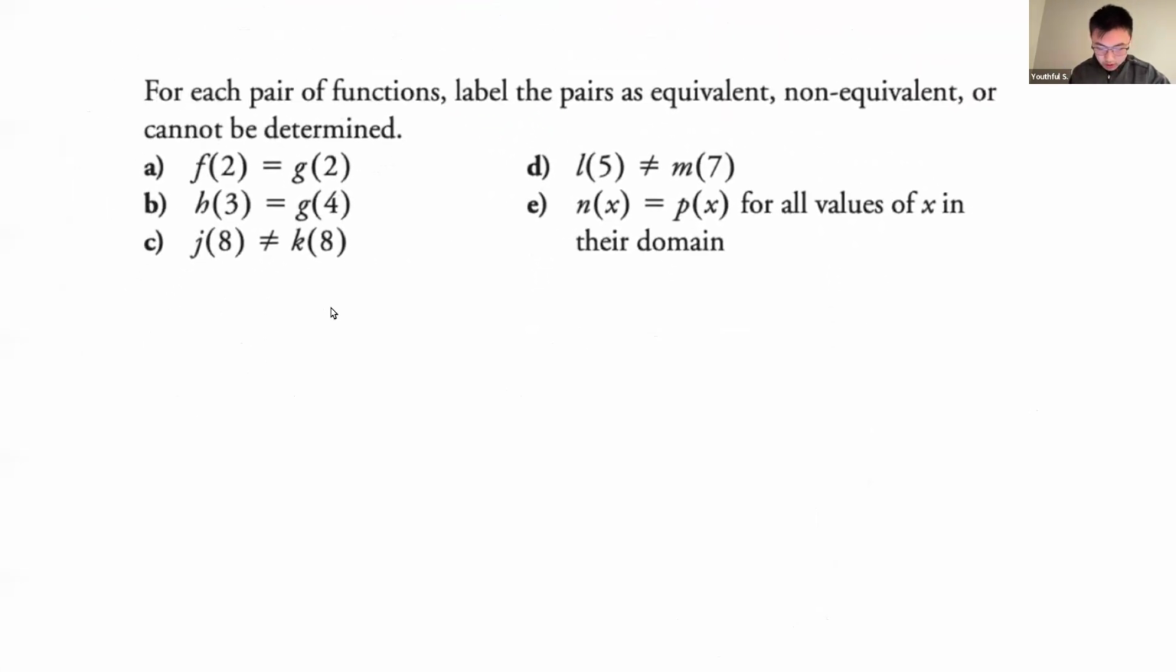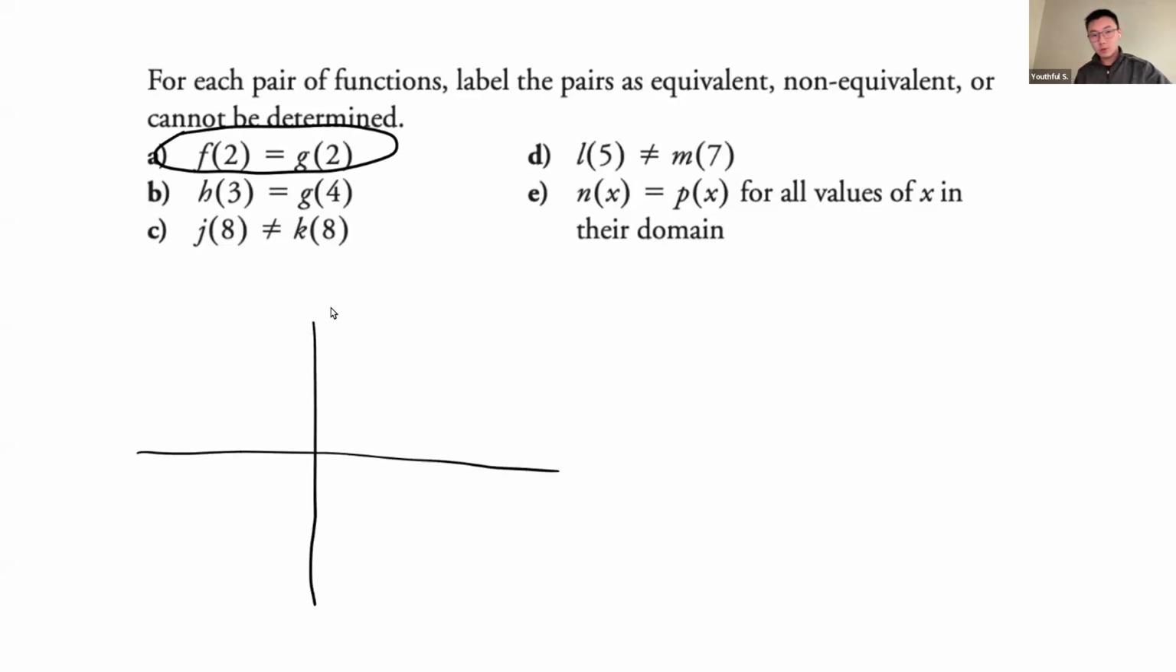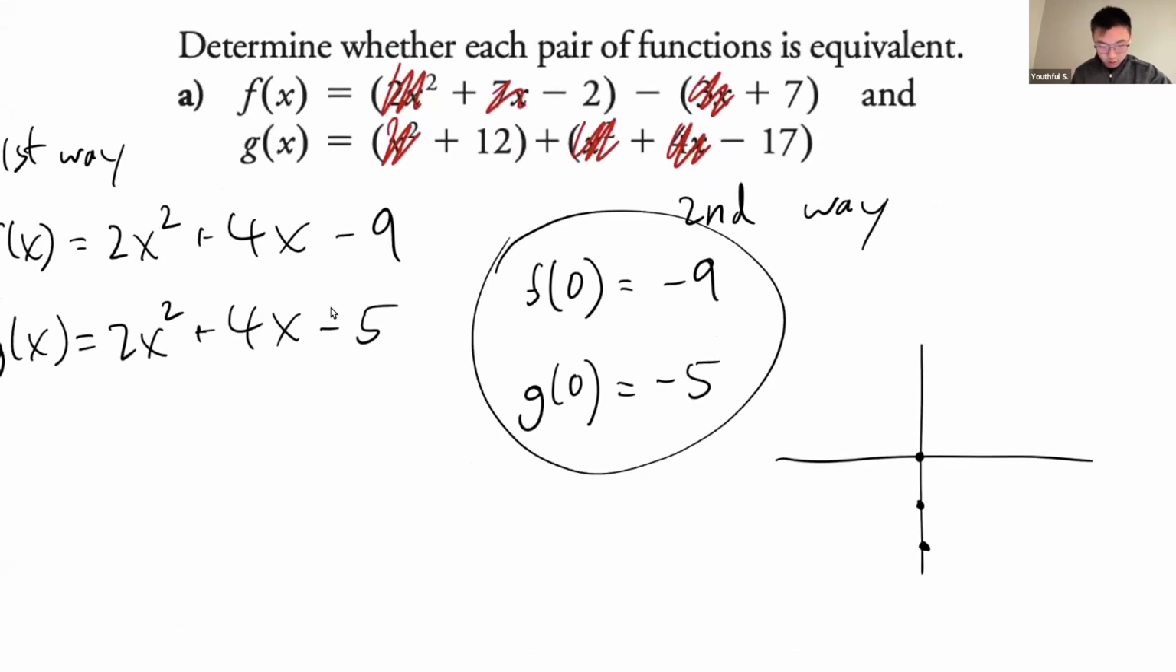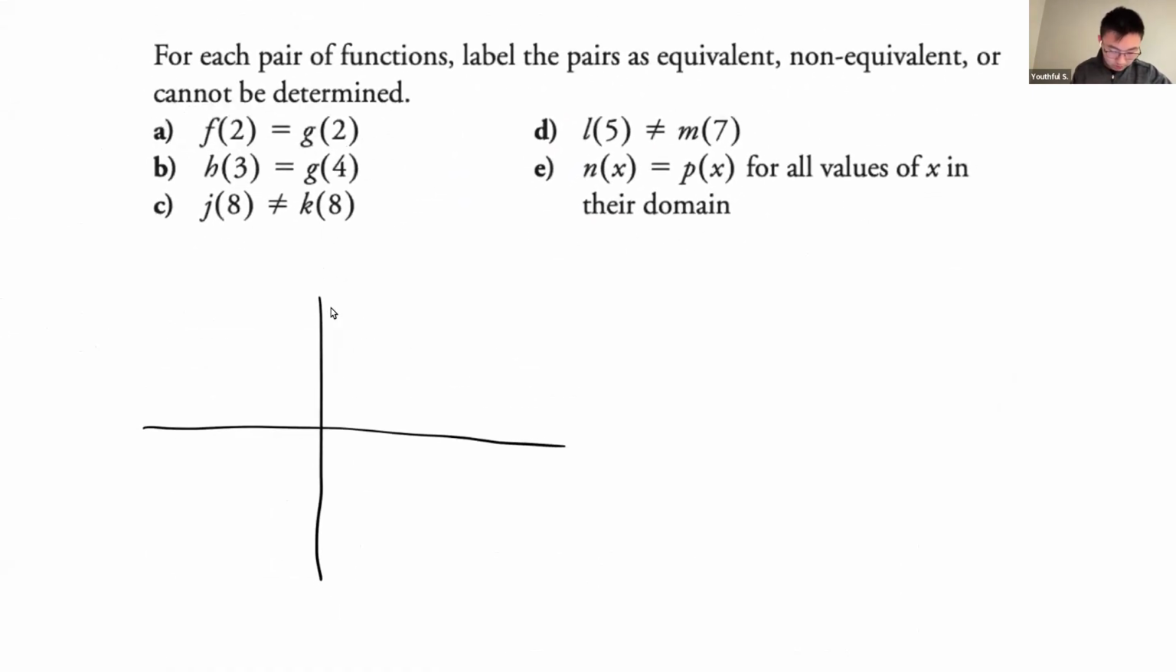So for each pair of functions, label the pairs as equivalent, non-equivalent, or cannot be determined. So for the first one here, they tell us that f of 2 is equal to g of 2. So you might think that this means that they're equivalent, especially since we just did an example using this, where we had to show whether or not f of 0 was equal to g of 0. And because it wasn't, we knew it wasn't equivalent. But we actually can't assume that in this case.